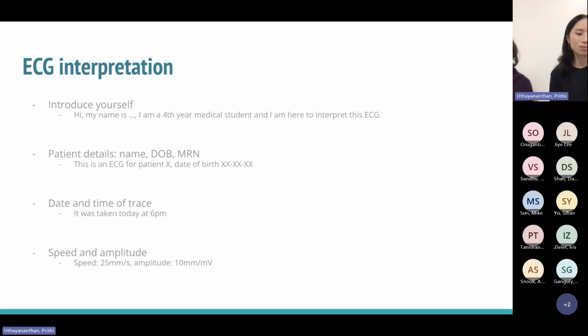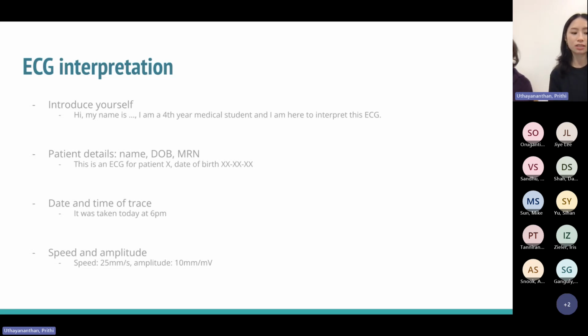I'll start off. For OSCEs, even when you're in a station where there's not a patient or an actor pretending to be a patient, it's still good to introduce who you are and what you're going to do. So you say, hi, my name is Qiaoqiao, I'm a 4th year medical student, and I'm here to interpret this ECG. Next, I want to check that I'm looking at the right ECG for the patient, so I'll check using name, date of birth, or MRN number.